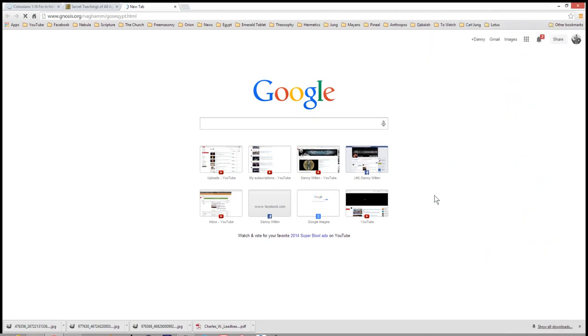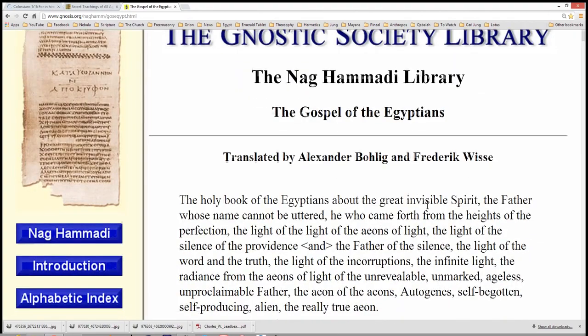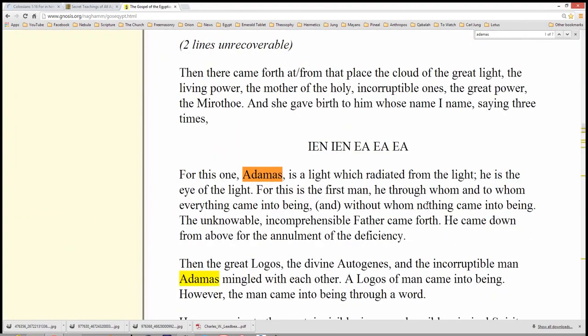The Gospel of the Egyptians. And then there came forth from that place the cloud of the great light, the living power, the mother of the holy incorruptible ones, the great power, the Merotho. And she gave birth to him, whose name I say 3 times. For this one, Adamas, is a light which radiated from the light. He is the eye of the light, for this is the first man, the firstborn. He through whom and to whom everything came into being, without whom nothing came into being.